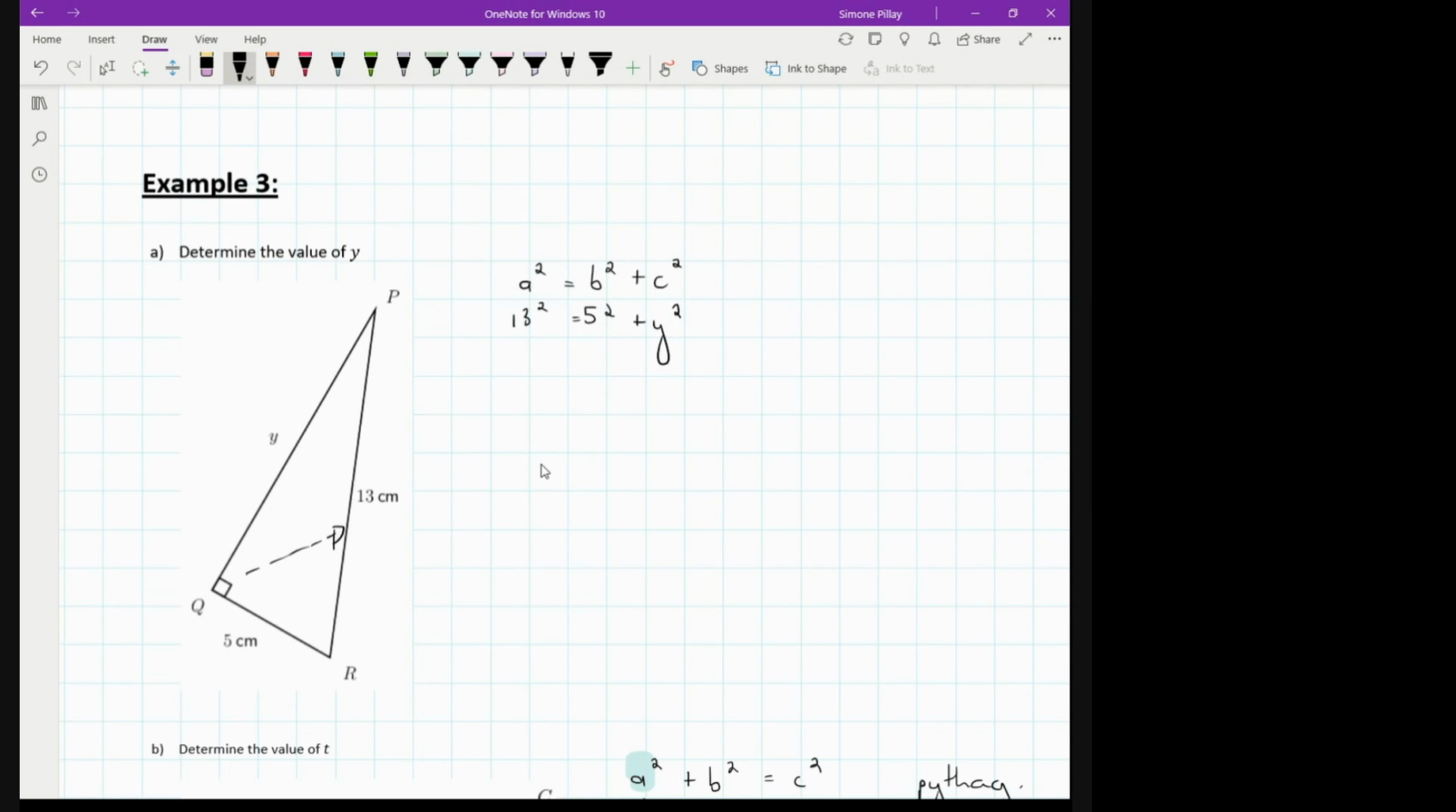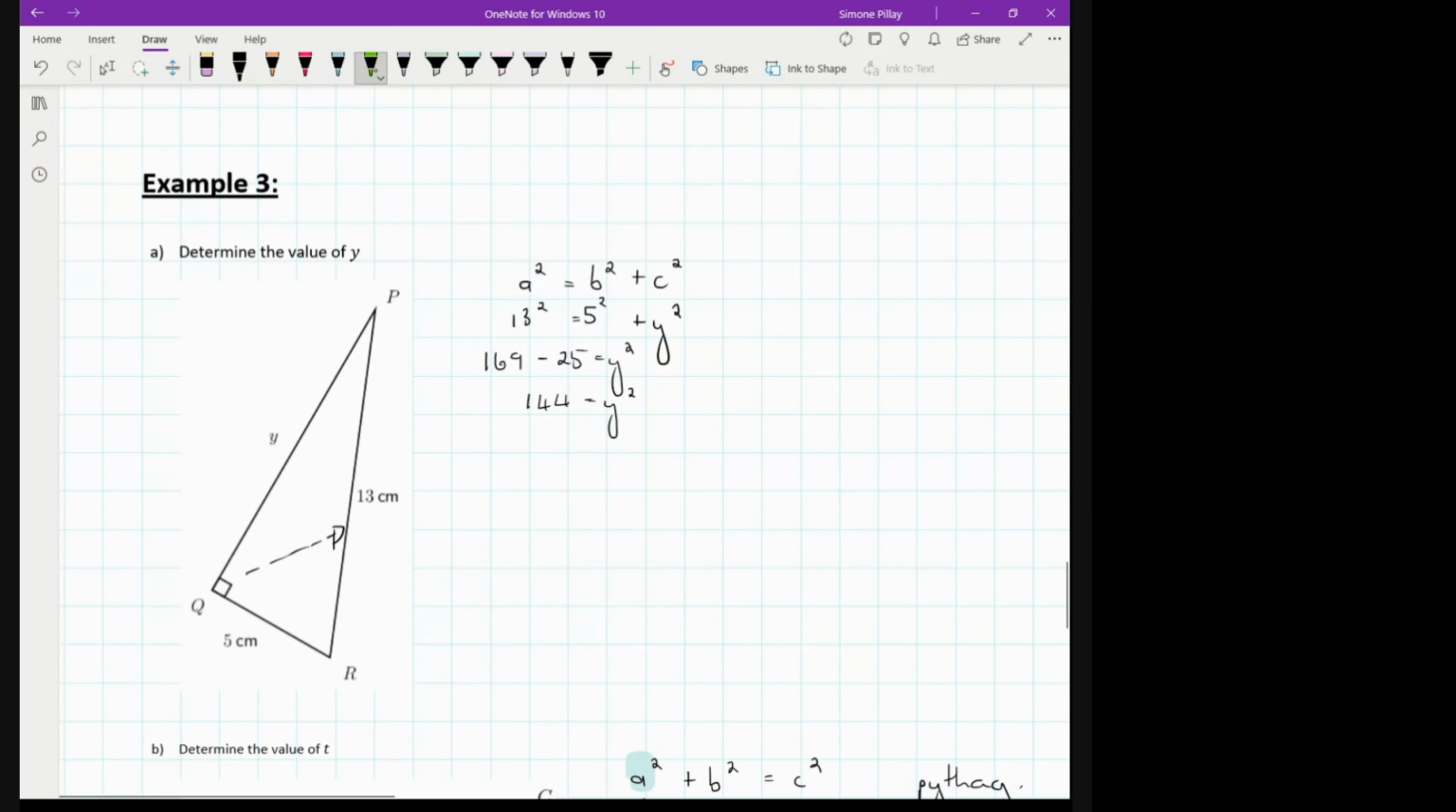So, ma'am, after that, I want to say 13, calculator. 13 squared is 169. Nothing, I was talking to myself. I said 13 squared, I think it's 169, which it is. Yes. 169 minus 25 equals Y squared. Am I right, ma'am? Yes, you are. 169 minus 25 is 144, which is equal to Y squared.